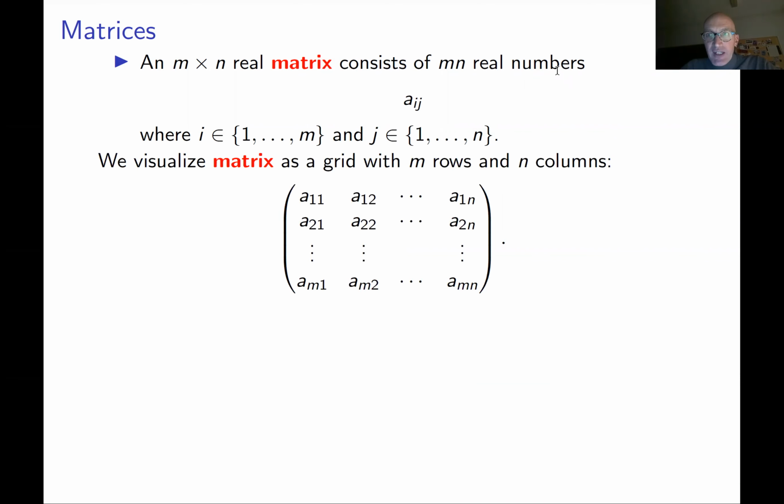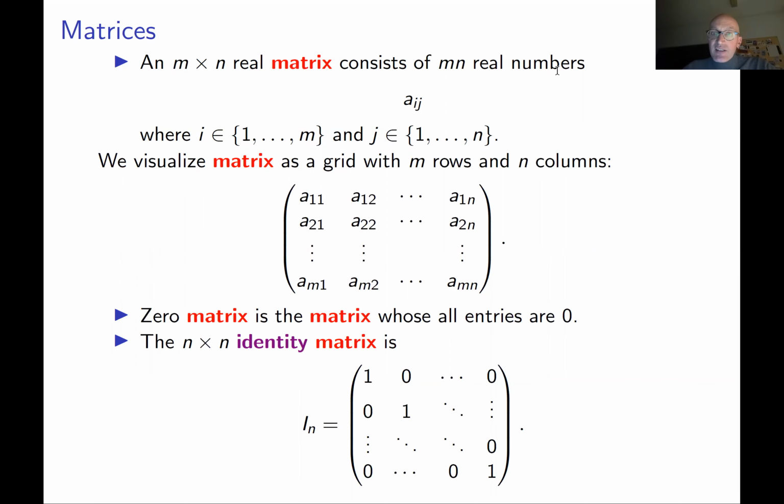There's a very special and very important case when m equals n, when the number of rows and the number of columns are the same. In this case, we say that this matrix is a square matrix. And if all entries of a matrix are 0, we say that this is a 0 matrix, and for simplicity we usually denote it simply by 0, similarly to what we did with vectors.